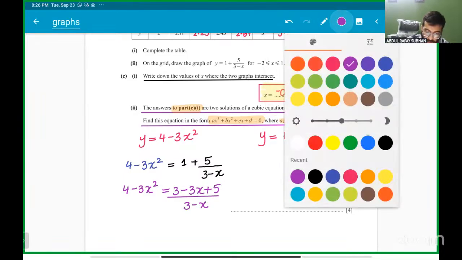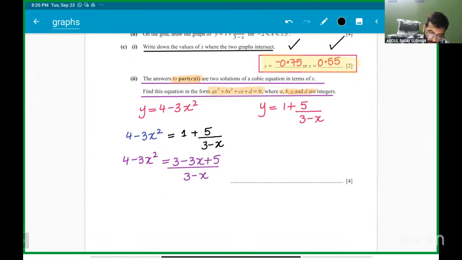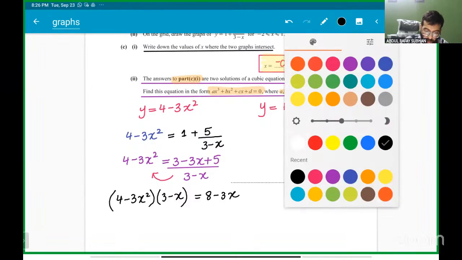Divided by 3 minus x. Okay, we got the cross multiplication, that is (4 minus 3x) squared equals (4 minus 3x) squared times (3 minus x) equals 3 plus 5 is 8. So that will be 8 times (8 minus 3x). That is what we are going to get. 3 plus 5 is 8, right?